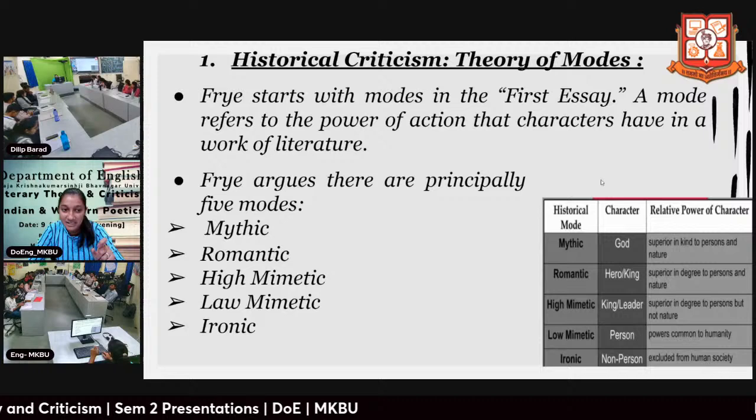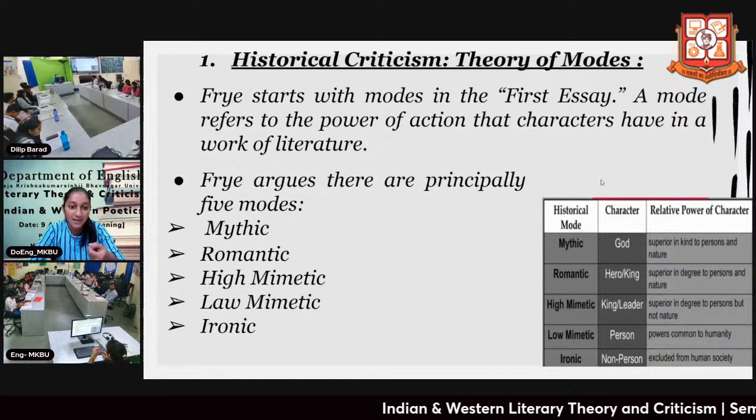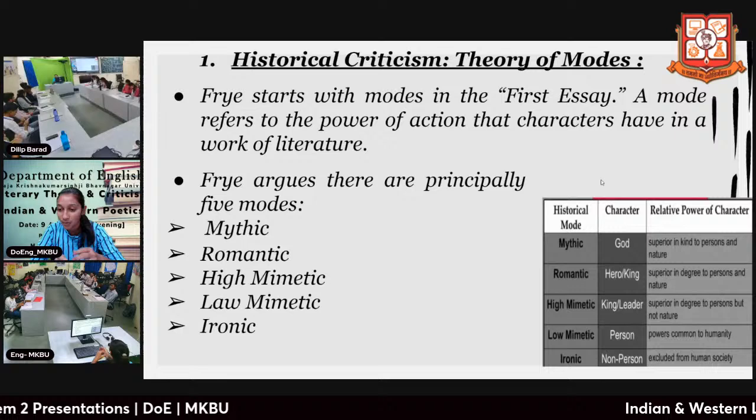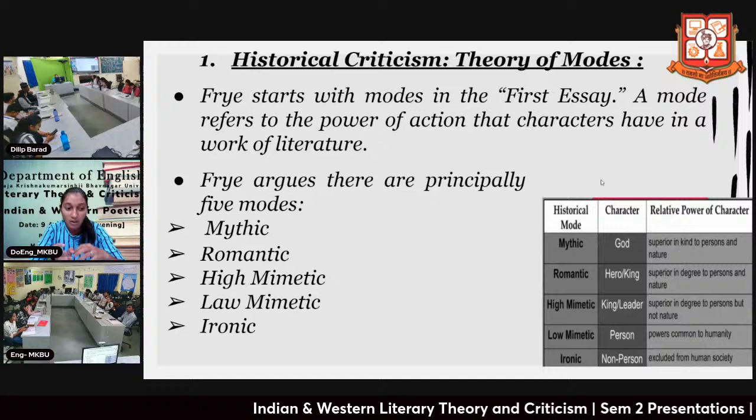In the first essay, mode referred to the power or action of a character in a work of literature. Frye argues that there are principally five modes. The first is mythic, the second is romantic, then high mimetic, low mimetic, and ironic. Mythic reflects the character of God or divine power, and the romantic reflects the hero, king, or protagonist of a story.